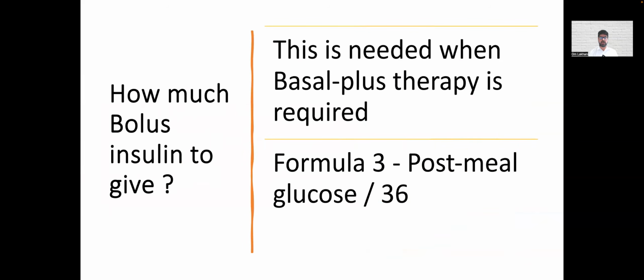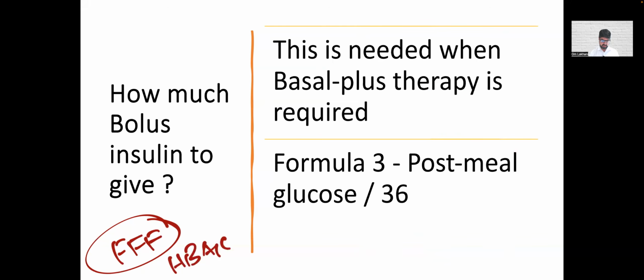Then let's look at how much bolus insulin to give if the patient requires a basal plus therapy. So let's say you have started your patient on the basal insulin and you have fixed fasting first. And once you have fixed the fasting insulin dose, then after that you need to add a basal plus therapy. So in this scenario, for example, you have fixed the fasting, but the HbA1c of the patient is still high. In that scenario, you would prefer adding a bolus insulin to this patient, that is a basal plus therapy. So how much of a bolus insulin should you give?